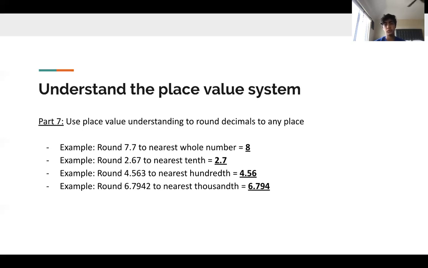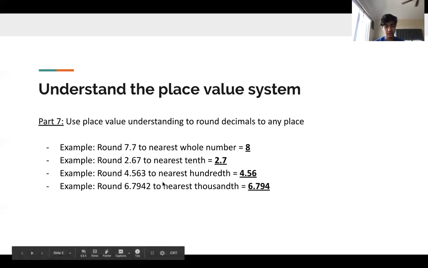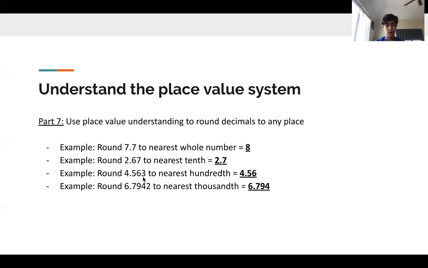So as a result, we have to round down and we go to 4.560 or 4.56. So to the nearest hundredth, we look at this digit, the 3 digit, okay? And the 3 digit is less than 5, so we have to round down. Just once more, the 7 digit is greater than 5, so we can round up, right? The 6 digit is greater than 5, so you round up.